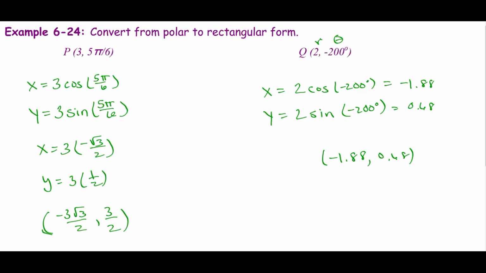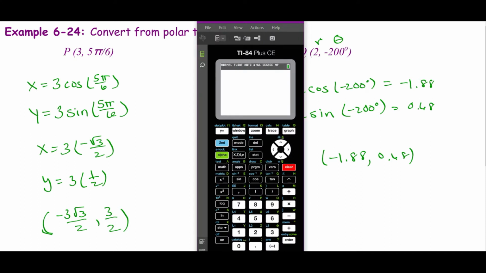Okay, so if we come back to the examples that we just did, take the calculator. You want to make sure you're in the appropriate mode. This one here, we had 3, 5 pi over 6, so I need to be in radian mode because the angle that I'm given is in radians. So I'm going to make sure that I'm in radian mode.